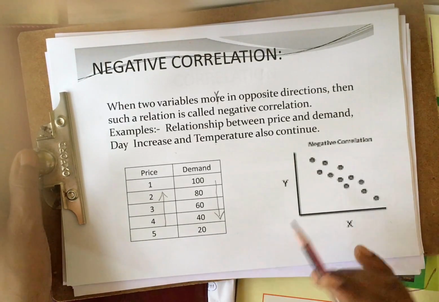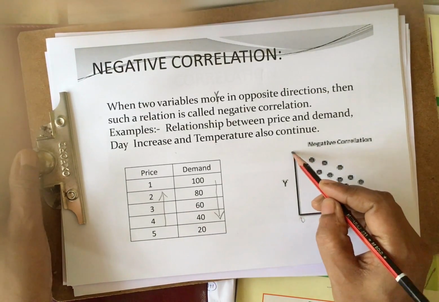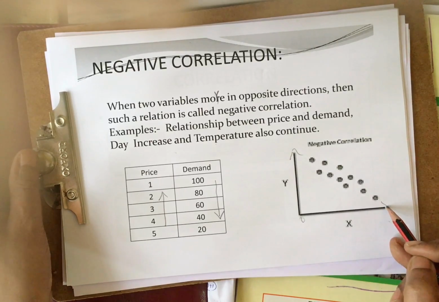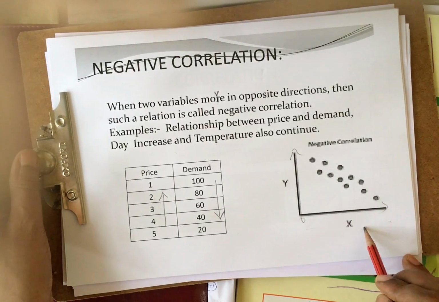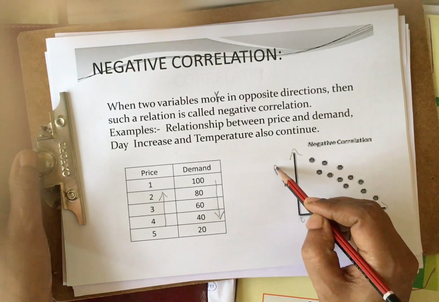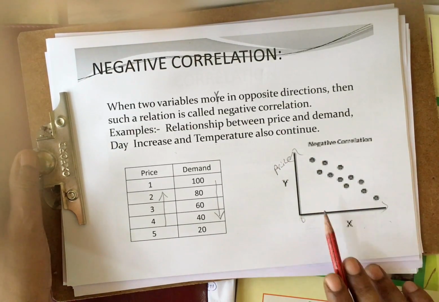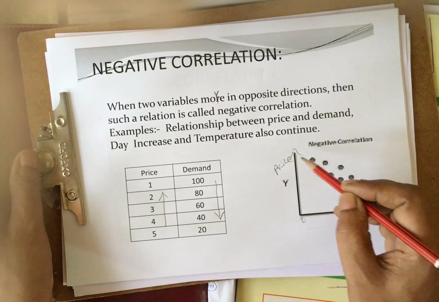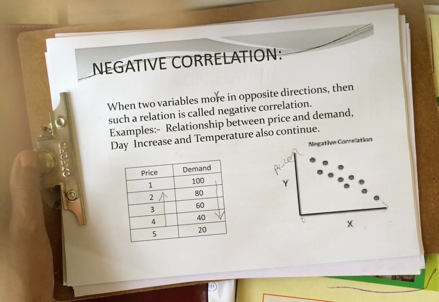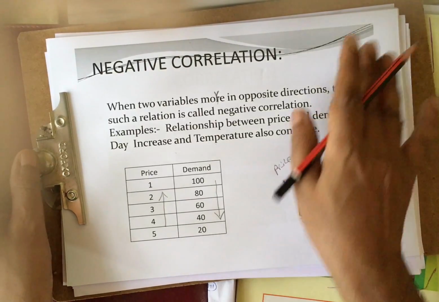So x-axis, y-axis, 0. This is the y-axis, here the x-axis. We can take the demand on the x-axis and take the price on the y-axis. Then automatically we get the negative relation. So the demand curve, if you draw the line here, we can get the demand curve. This also can be studied in microeconomics.